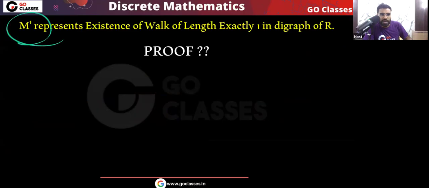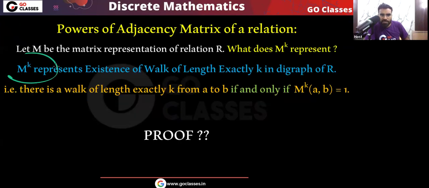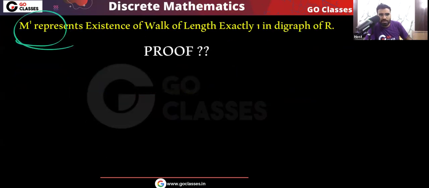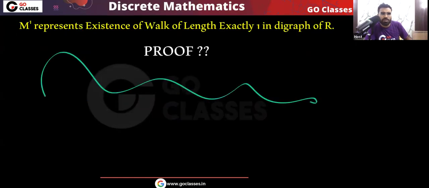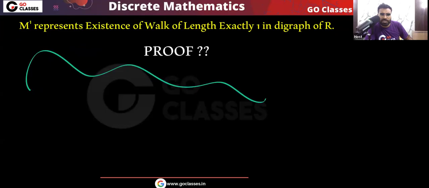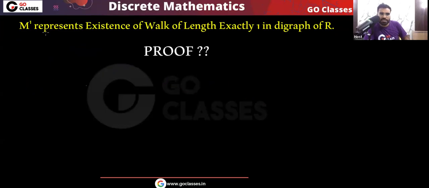First, we will prove for m power 1, then I will prove for m power 2, then with induction, you can prove for m power k. Okay, yes or no? Remember, our target is to prove for m power k. But first, I will prove for m power 1, then m power 2. Then by induction, you can prove for any m power 3, m power 4, any m power k. Yes or no?